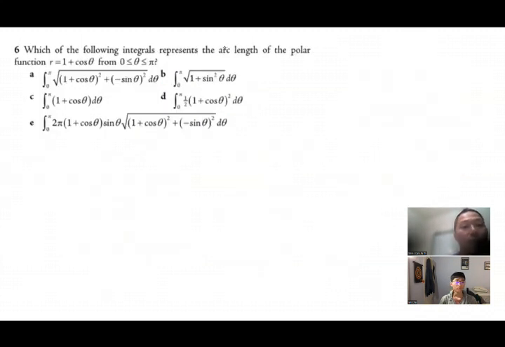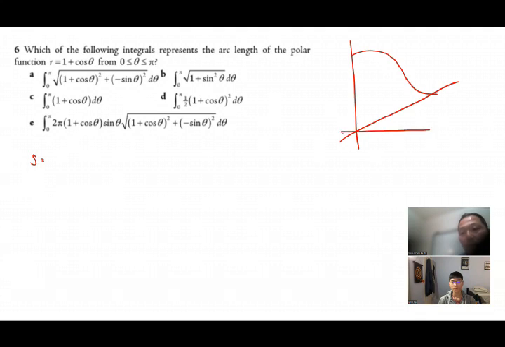Number 6: which of the following integrals represents the arc length of the polar function r equals 1 plus cosine theta from 0 to pi? So hopefully you remember the equation of arc length of a polar curve too. So S, the arc length of any type of polar curve, is like x and y, but it's also defined by r and theta.